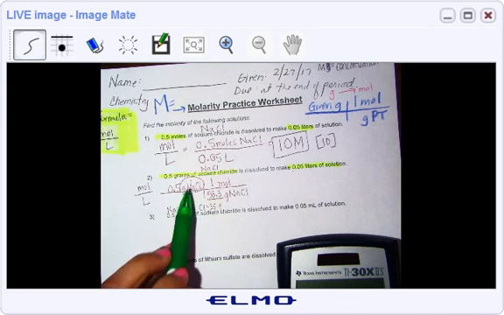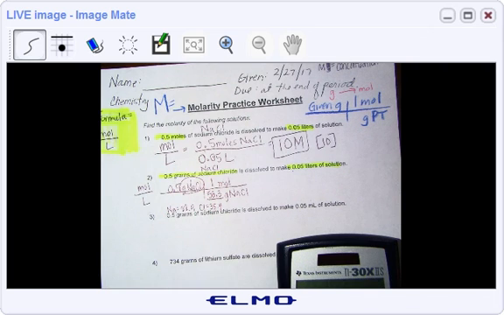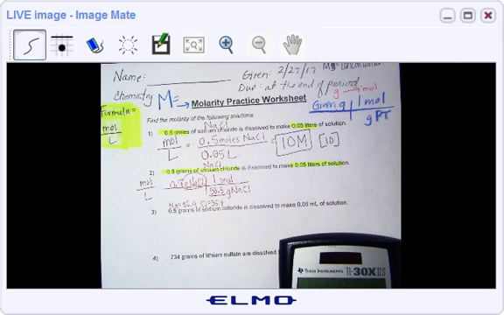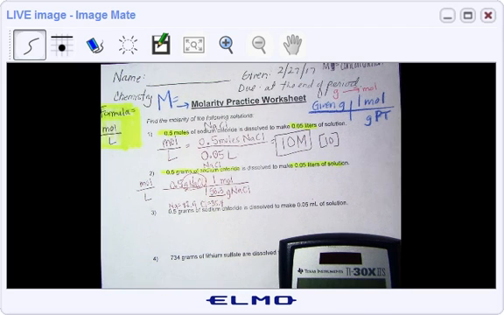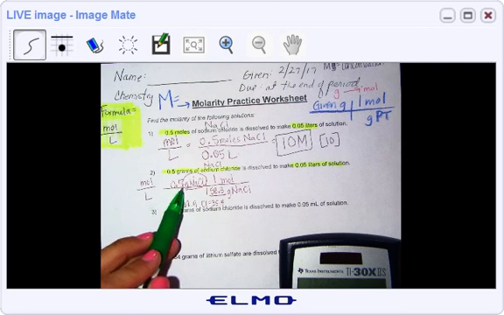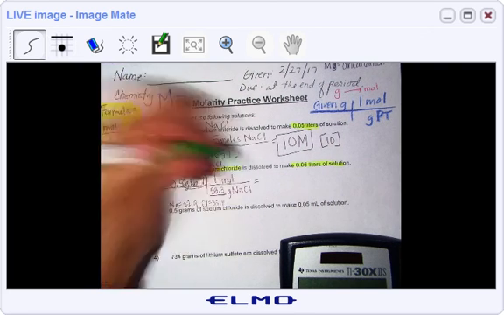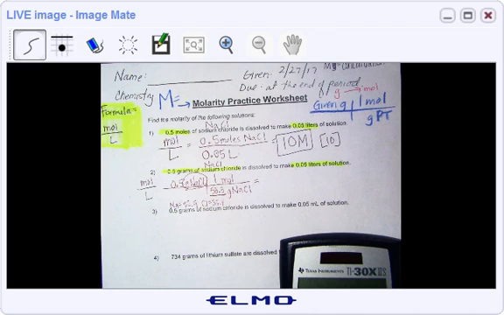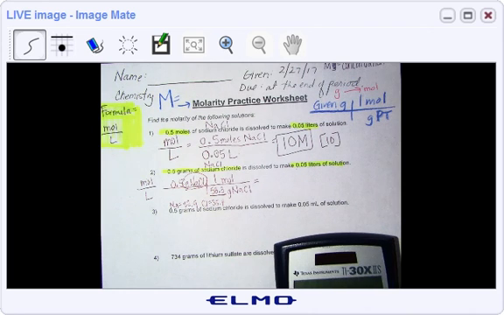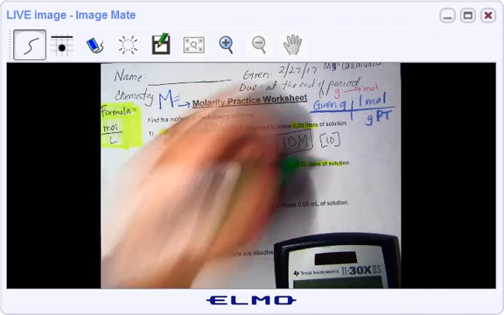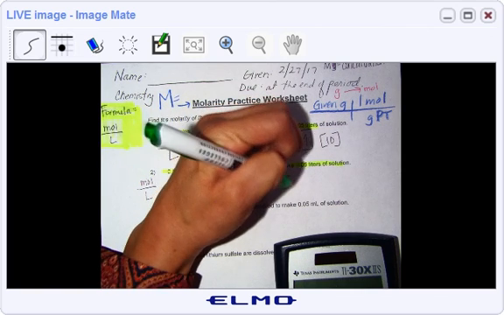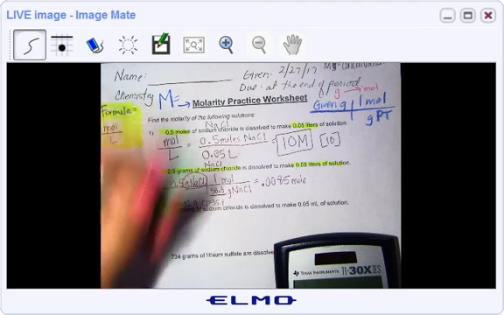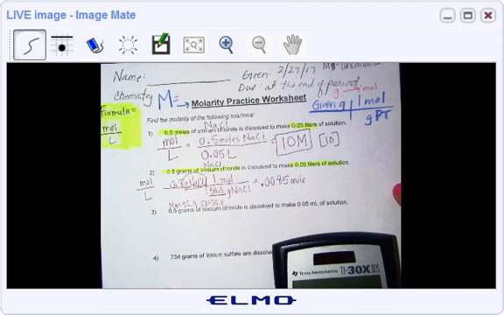Okay, if something's top to bottom, are we multiplying or dividing? We're going to be dividing. There's no need to multiply anything by 1 because when you multiply something by 1, it stays the same. So just divide the 0.5 divided by 58.3. Type that into your calculator. And I get 0.0085 moles.